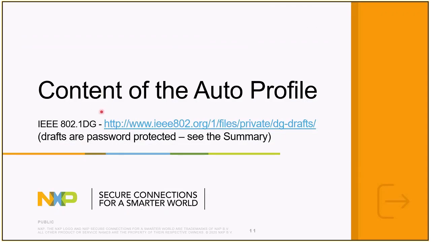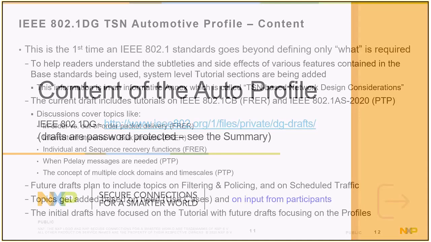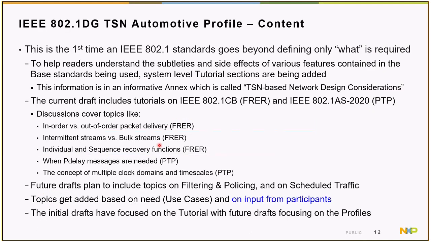So what about the content of the automotive profile? Now, here's a link to where the drafts are, but please be aware these are password protected, and I'll explain more how you get that password. So 802.1 DG is doing something very unique. It's going beyond what many standards have done in the past. Most standards only define what is required. They don't give you the history of why and the subtleties and the things to look out for.